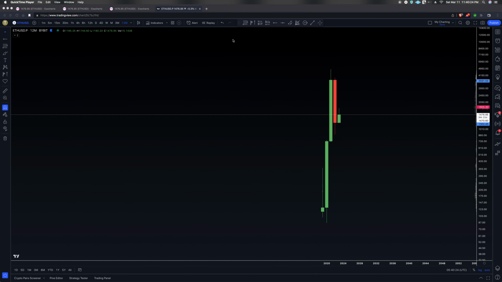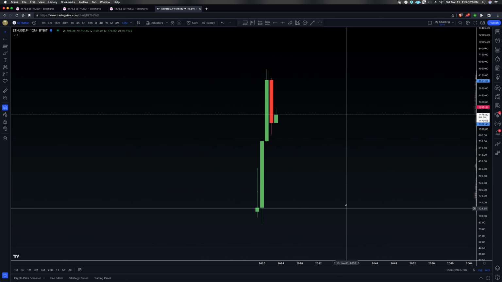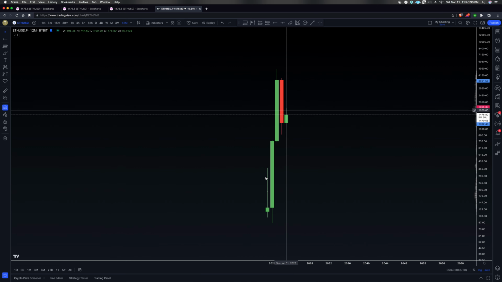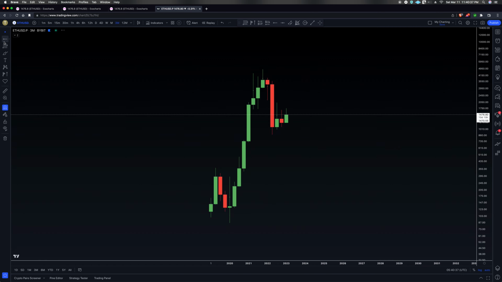What's going on, guys? I saw a request for an ETH chart and some TA on it, so here we go. We're going to start with the yearly and work our way down. Looking above, we really only have a yearly level way up top. It's really not worth looking at.